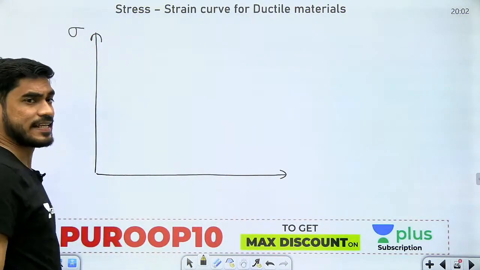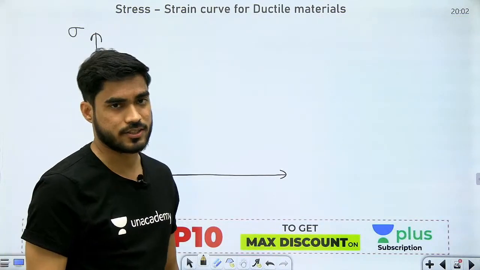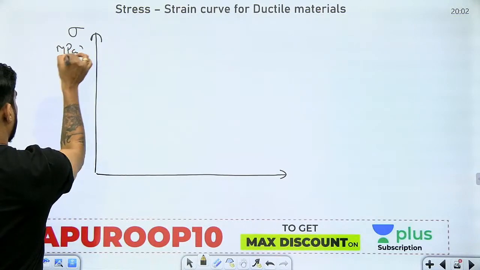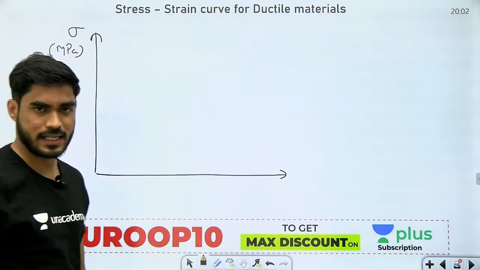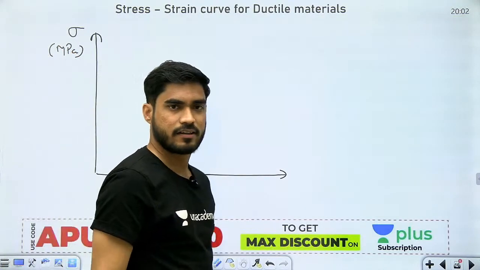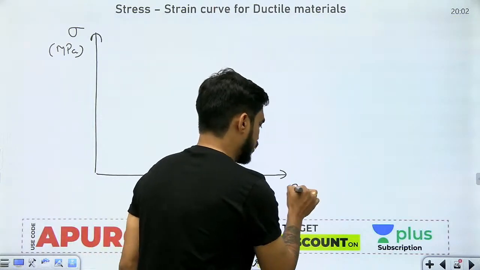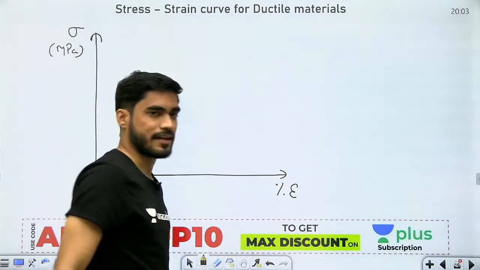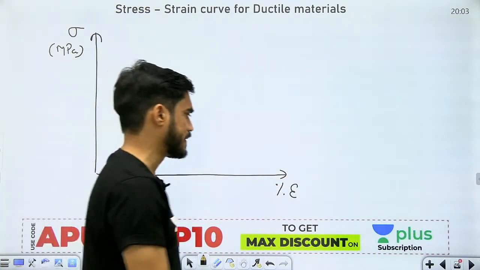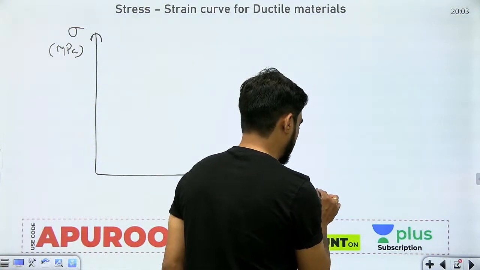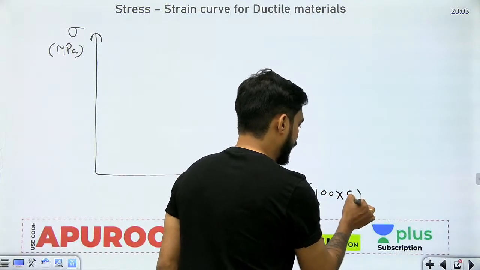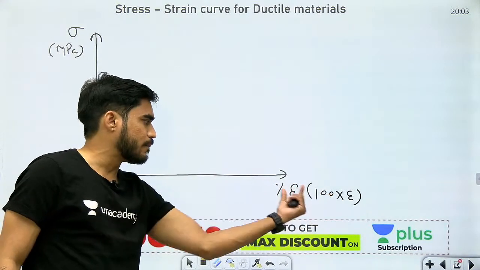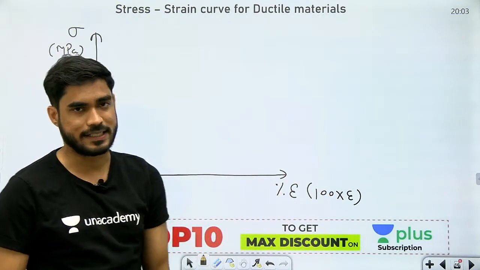so on y-axis I am going to draw stress. Okay, and the unit is usually megapascal. On x-axis we draw strain, or sometimes we draw percentage strain. Now what is percentage strain? Percentage strain is nothing but 100 times of strain. Okay, strain में अगर मैं 100 multiply कर दूं, I am going to get percentage strain.